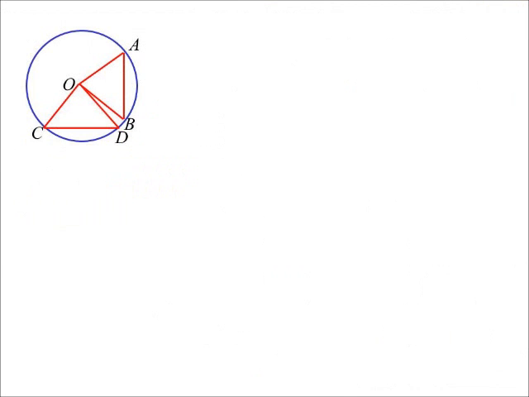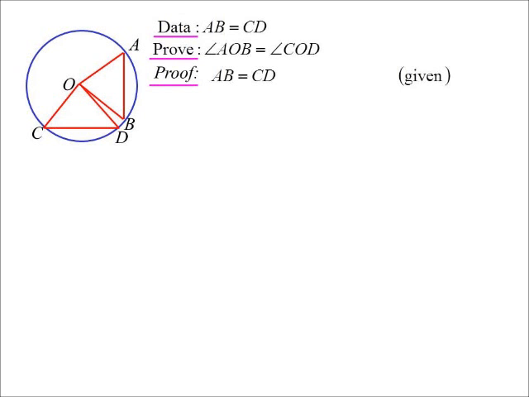All right, I'm going to prove the other one now, that the equal chords will subtend an equal angle at the centre. This one's a bit easier to prove. Okay. AB equals CD, they're equal chords. That information was given to me. AO equals BO equals CO equals DO, they're all radii.